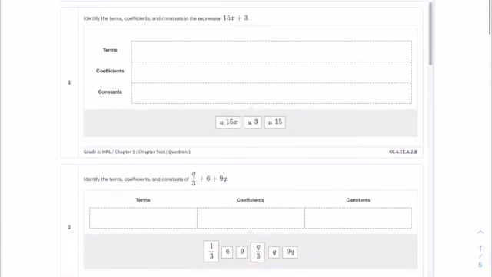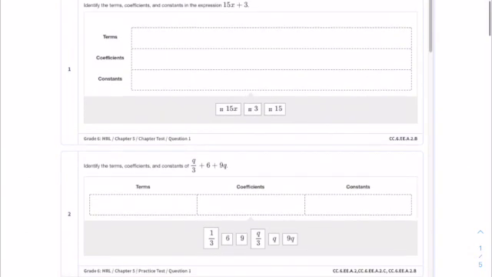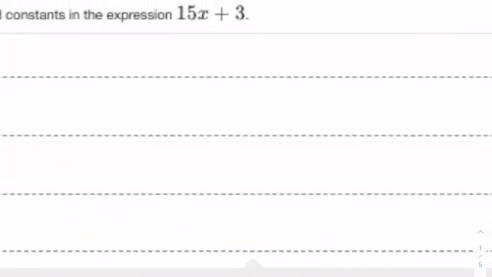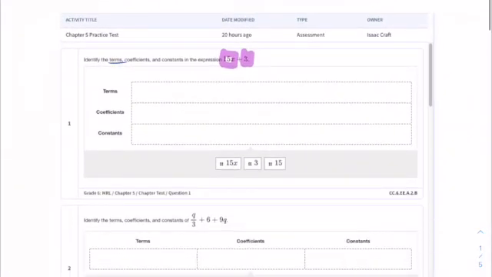Here we go. Identify the terms, coefficients, and constants in the expression 15x plus 3. A tip for knowing what a term is: terms are always the things separated by the plus sign or the minus sign. So here we have a plus sign, so I just put a little box around those things separated by the plus sign. So my terms here are 15x and 3.